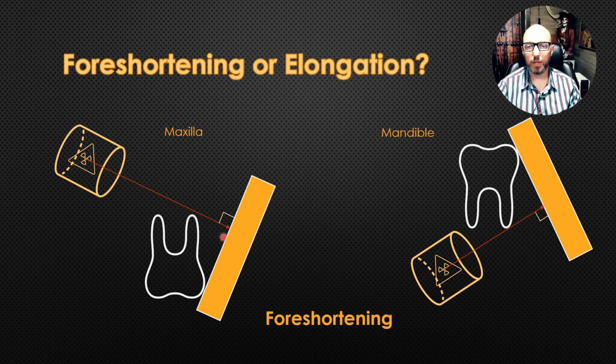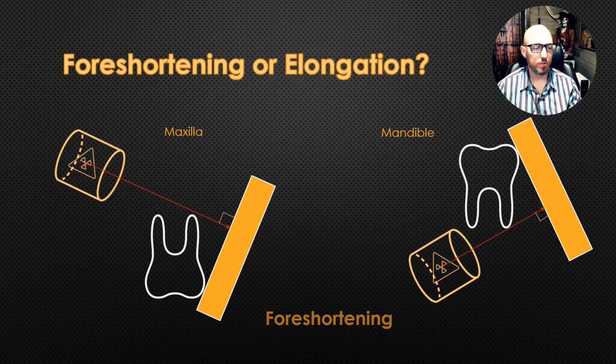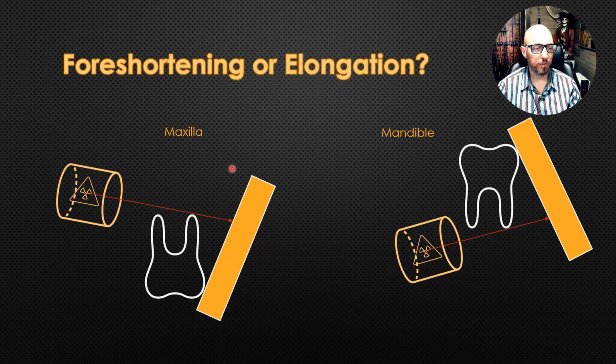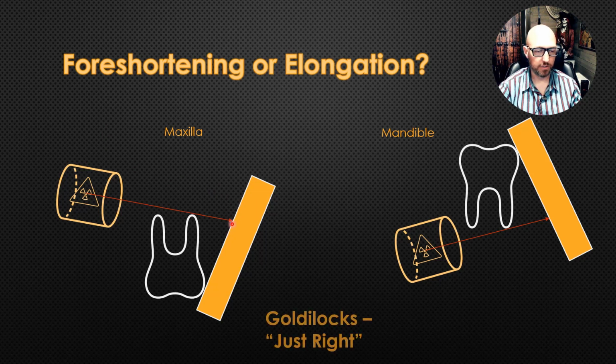And so how do we eliminate either foreshortening or elongation? Basically, all you do is you split the difference. So go in between. So look at this now. We're not quite as flat of an angle as if we're 90 degrees to the long axis of the tooth, and we're not as steep of an angle as if we're trying to come in at 90 degrees to the sensor. And so we're in this Goldilocks zone, just right. And so that's how you eliminate foreshortening or elongation. You should get proper proportions of the tooth if this is done correctly.